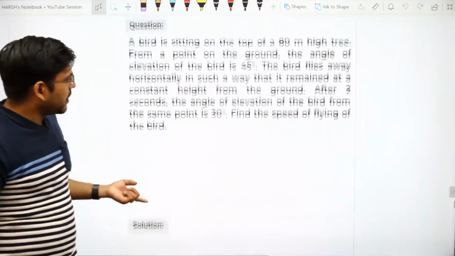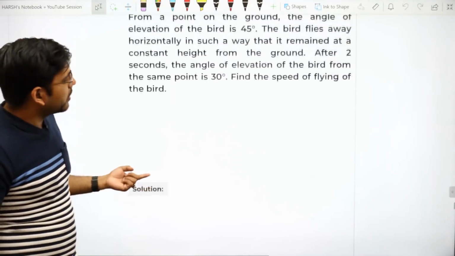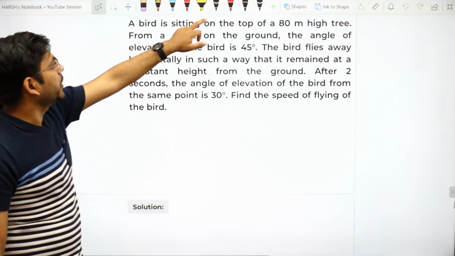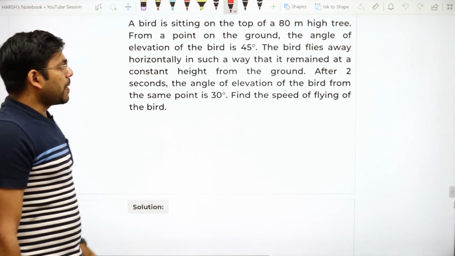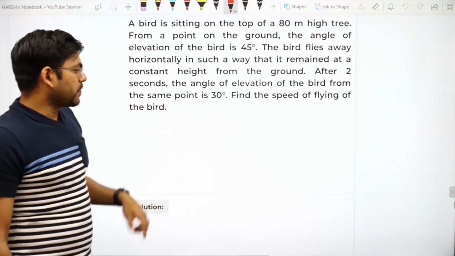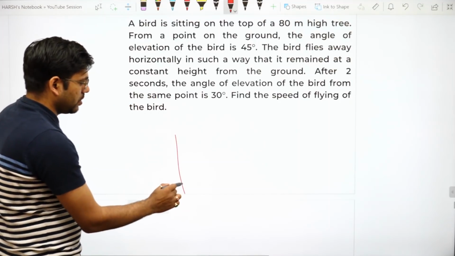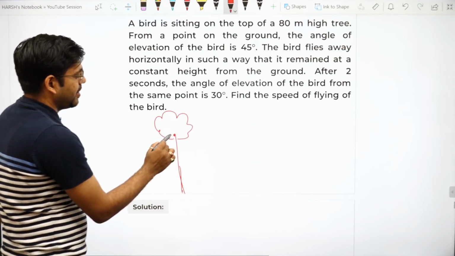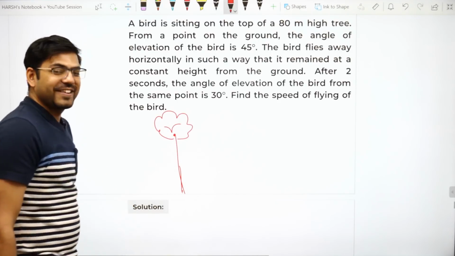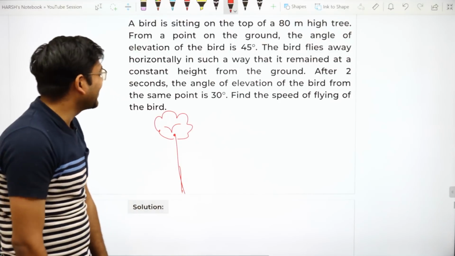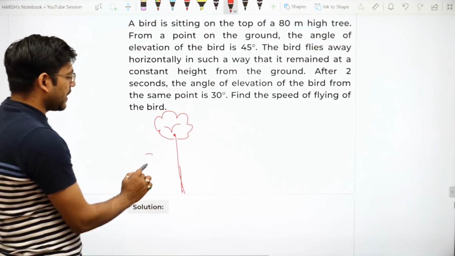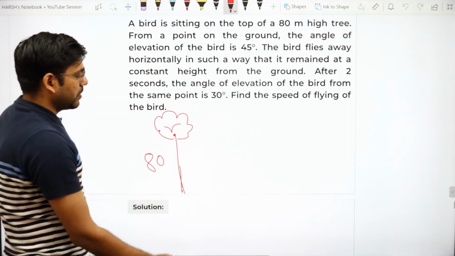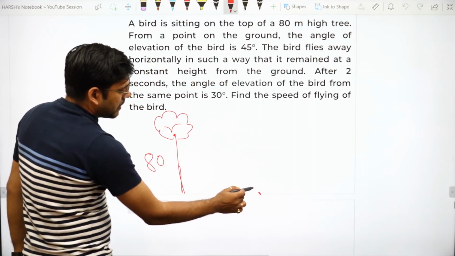Yes, we have one more question here. A bird is sitting on the top of an 80-meter high tree. From a point on the ground, the angle of elevation of the bird is 45 degree. So this is a tree, isn't it? And this is a bird. Just trying to make it funny. This is 80-meter high, so this is 80. Elevation of the bird is 45 degree from a point on the ground. Let this be the point.